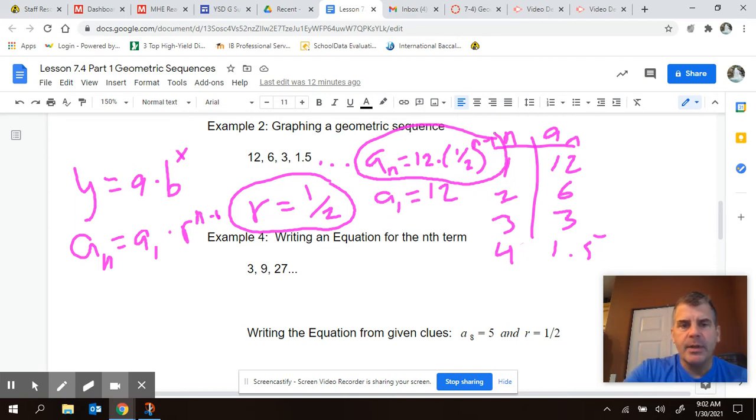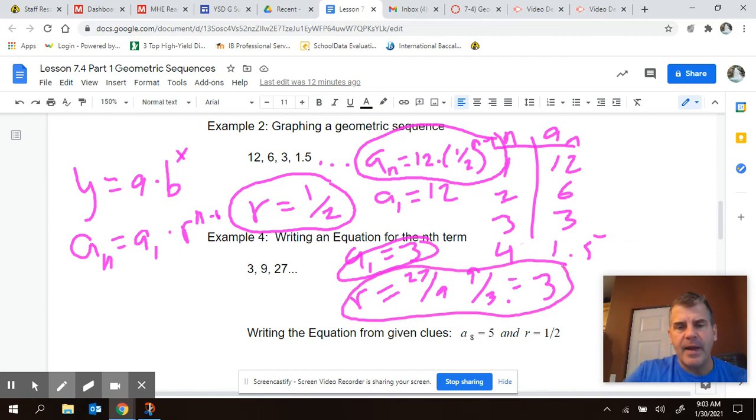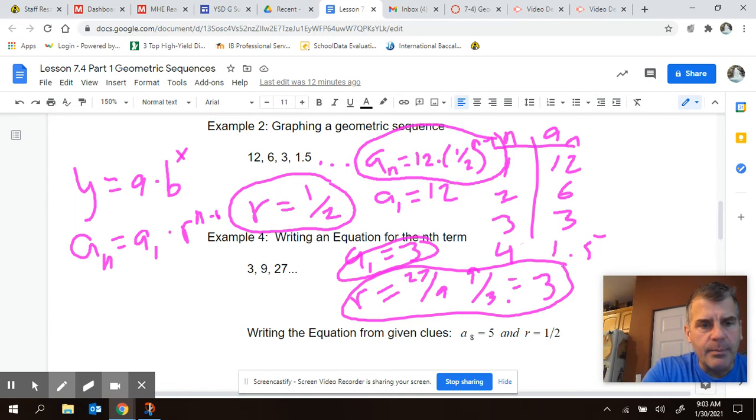We've got 3, 9, 27. So our first job is to identify, well, what the first term is. That's pretty obvious. That's 3. And then now let's calculate to find the common ratio. So that common ratio is going to be, well, 27 divided by 9, or 9 divided by 3. We would use that to find out that what's also pretty obvious, that our common ratio is 3. So it just so happens our first term and our common ratio are the same number. Don't let that mess you up in being able to write the formula.